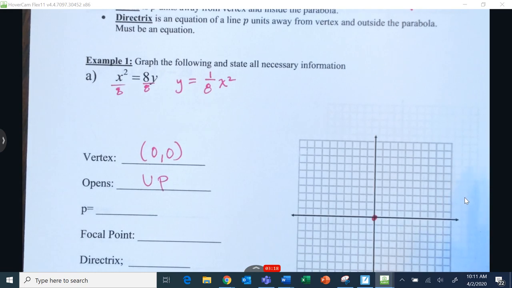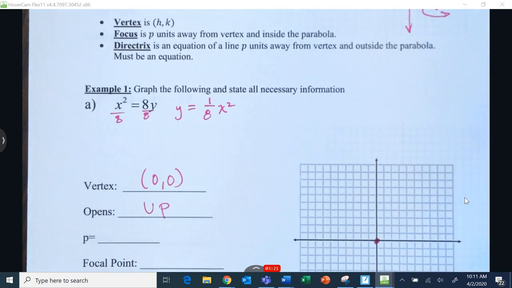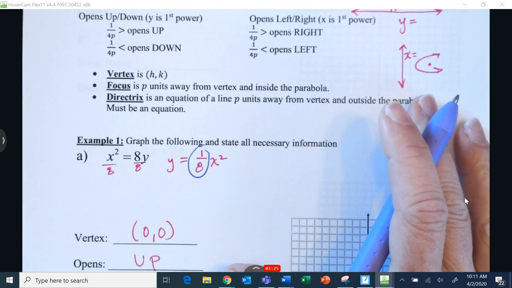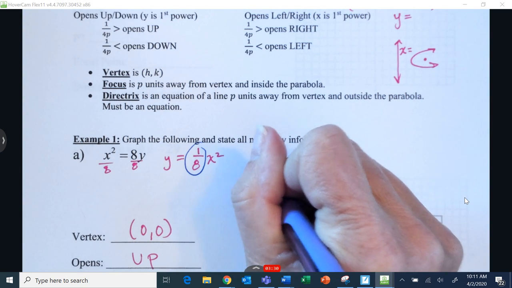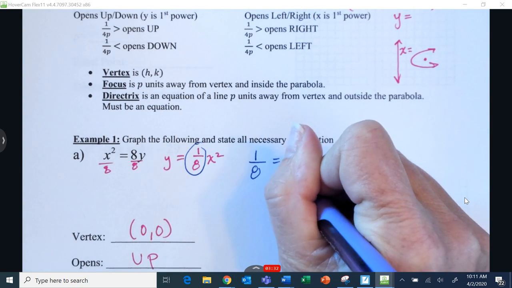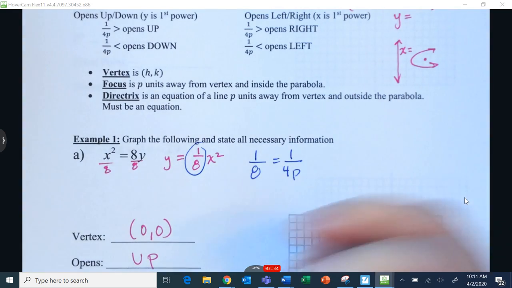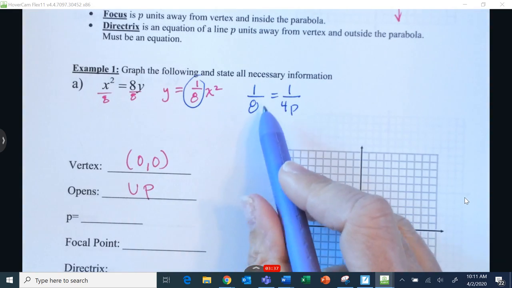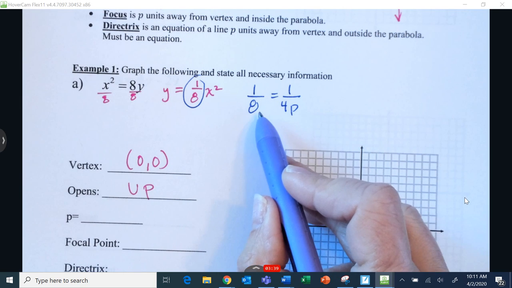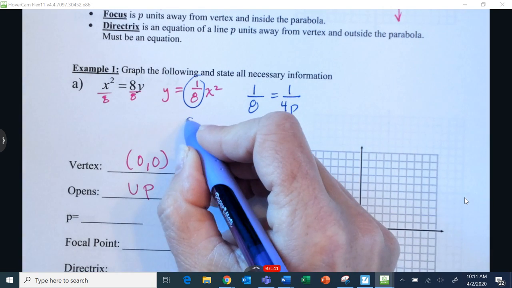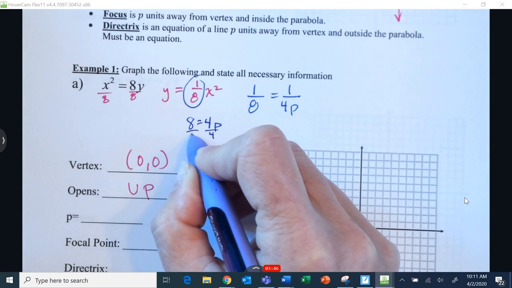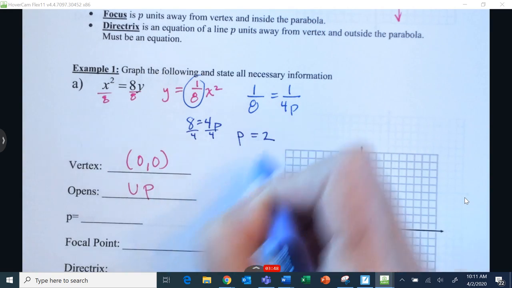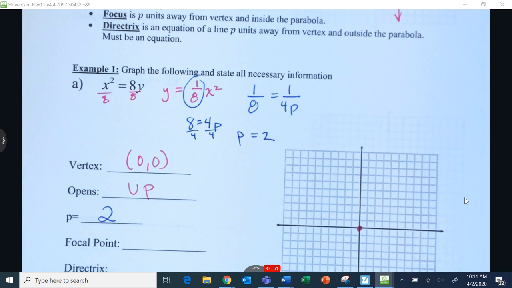We know that it opens up. For our p value, you are going to take your number in front and set that equal to 1/4p. You could cross multiply to solve that. In this case, since the 1's are the same, then 8 has to equal 4p. So I'm using some common sense here. Divide, and we get p equals 2. So p equals 2 is our p value.